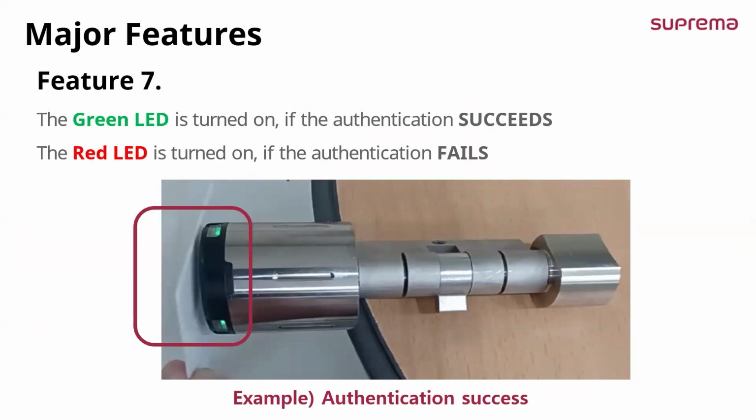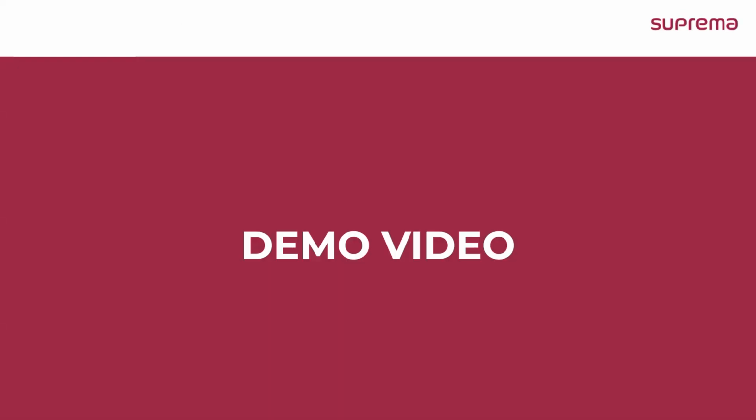And lastly, feature 7. You can get the green LED if the authentication succeeds or red LED if the authentication fails. So now let's see the demo video on how you can use the wireless door lock function.